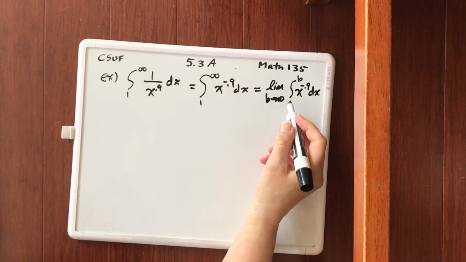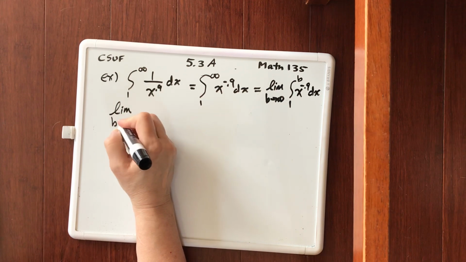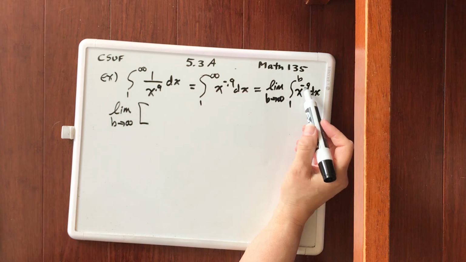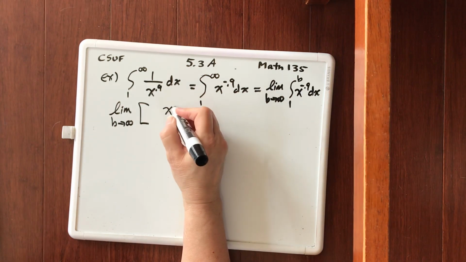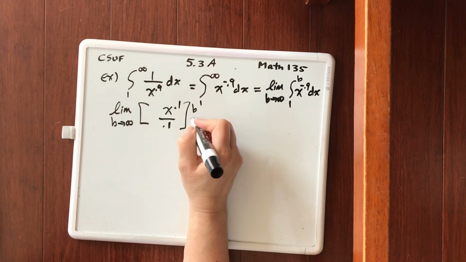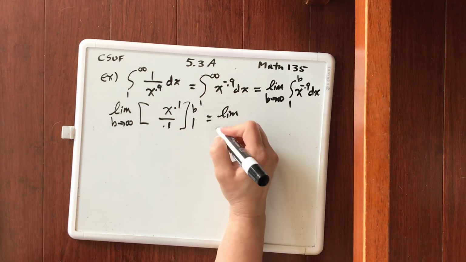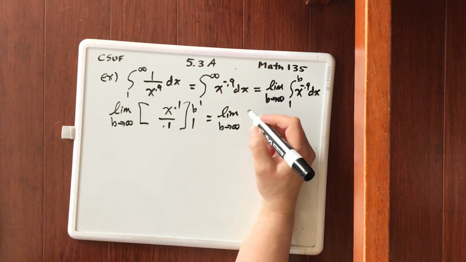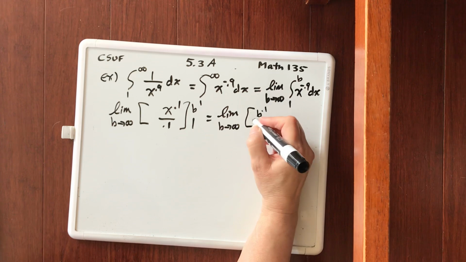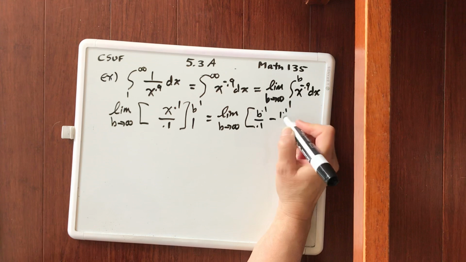Now we can integrate, but we need to continue with that limit. So limit as b approaches infinity, and now we integrate. We're going to add 1 to negative 0.9, and that gives us 0.1, over 0.1. And we're going to go from 1 to b. All right? So this equals the limit as b approaches infinity. We put a b in the first one. This is b to the 0.1 over 0.1, minus 1 to the 0.1 over 0.1.